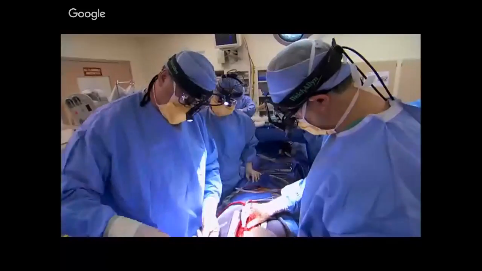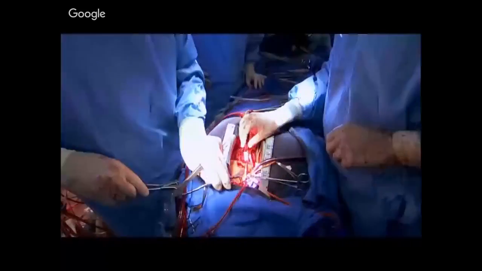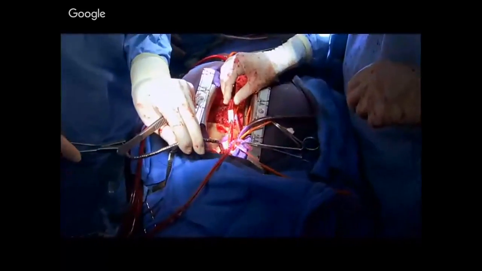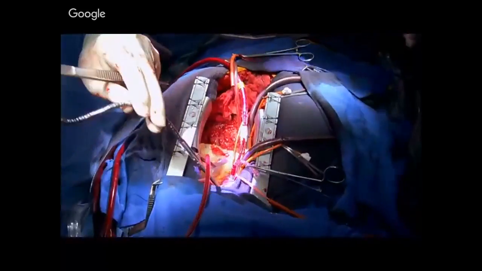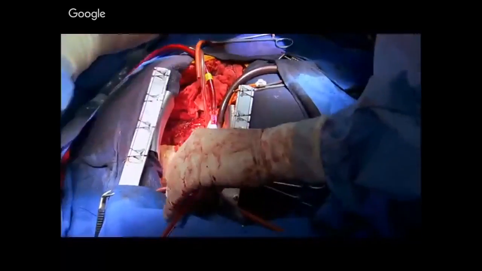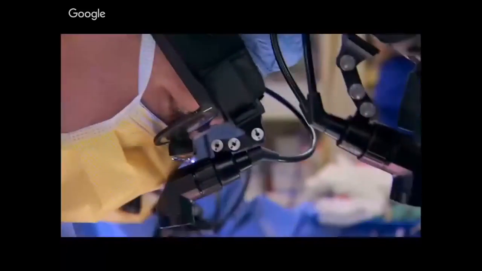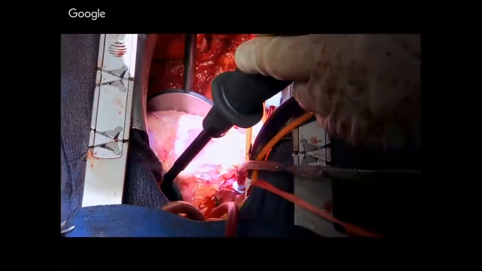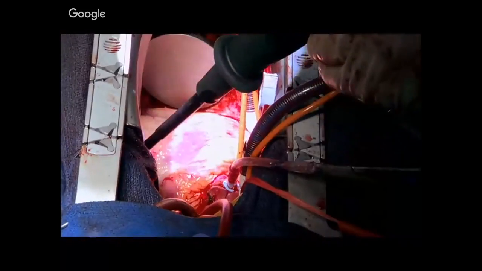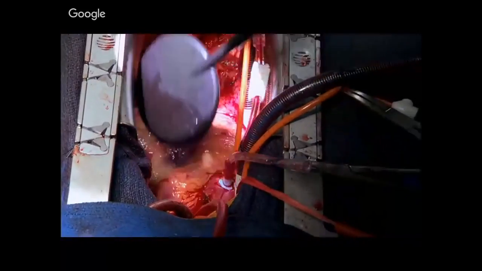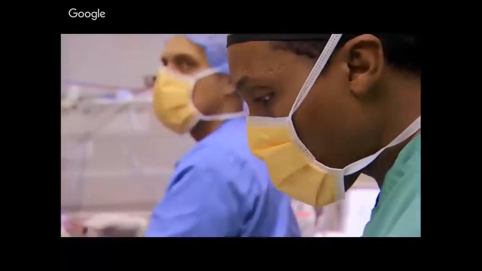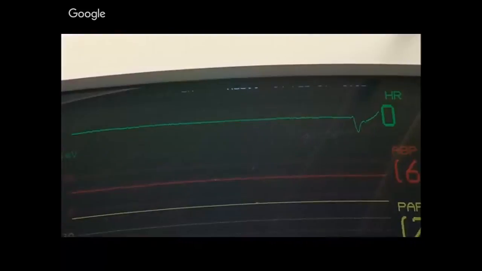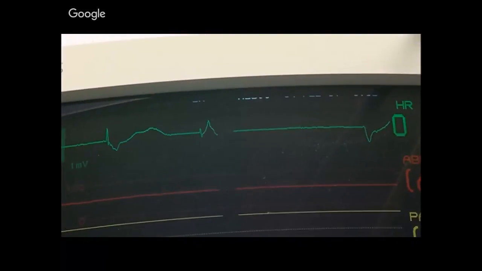Here we go. Here comes the clamp off. 0.5. Okay, clamp is off. Paddle switch. Go. Again. Okay, good. We have initial beat.